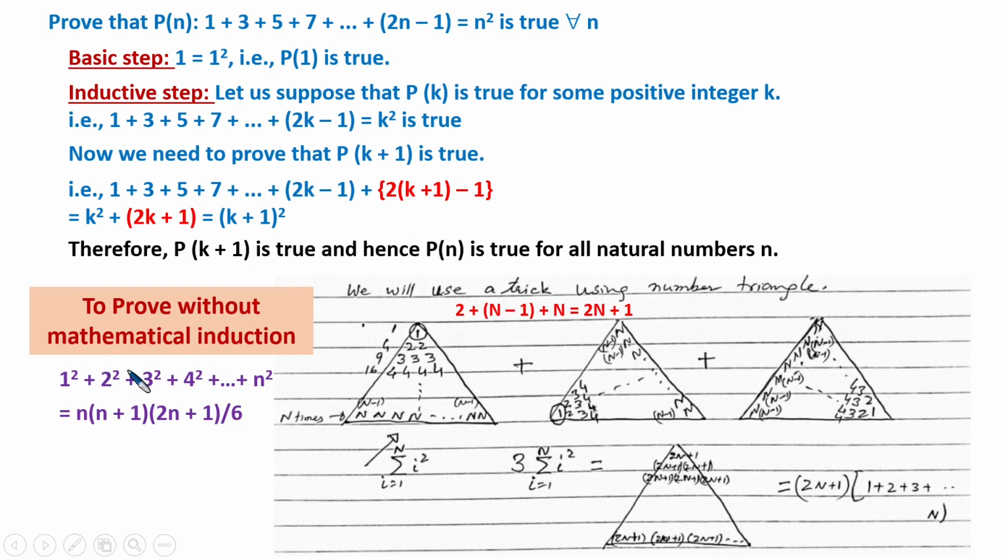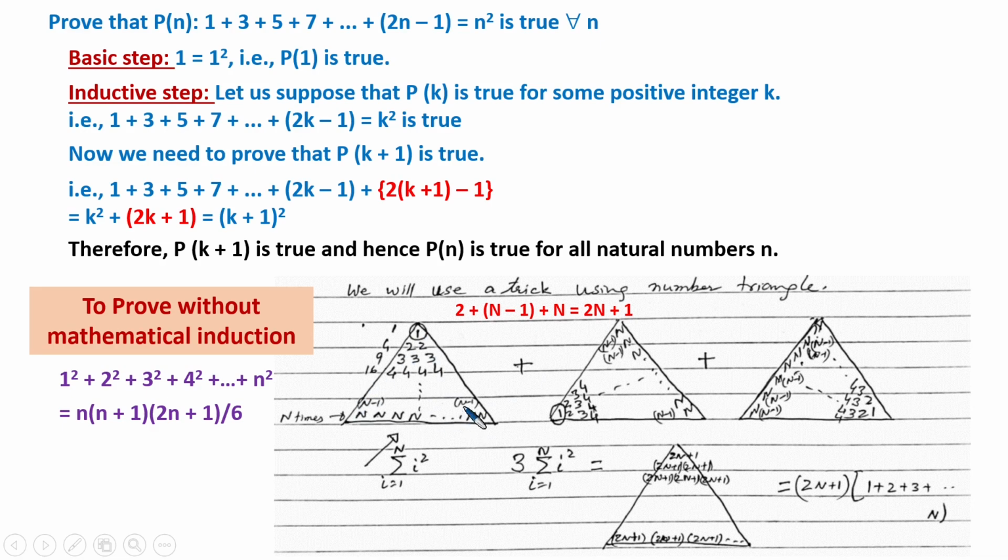Now we will prove without mathematical induction what we have proved in our earlier slide: 1 plus 2 square plus 3 square and so on. There's another way. As I say, there may not be a single method in mathematics to solve. There may be various methods by which you can solve, but everything has to be logical. So here is one trick using a number triangle to prove this. This is for you all to know how the same problem can be solved in various methods. So let us use this new way of doing it.